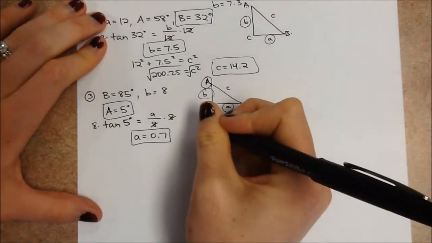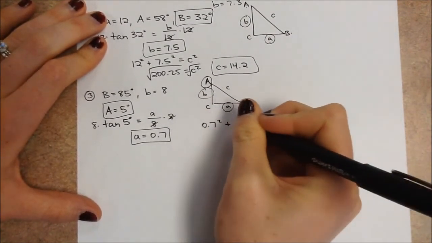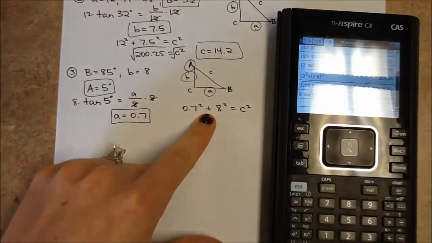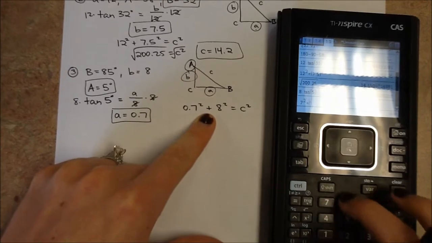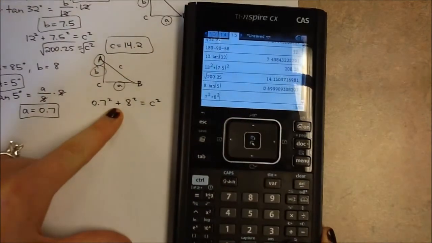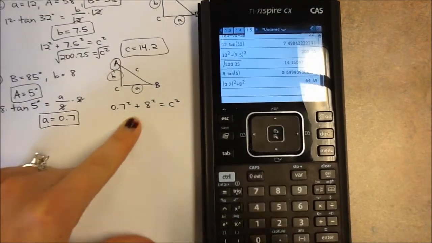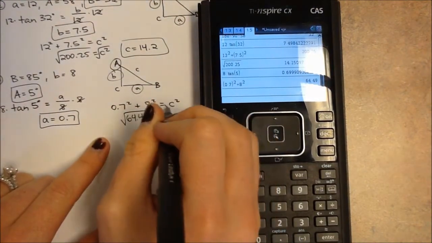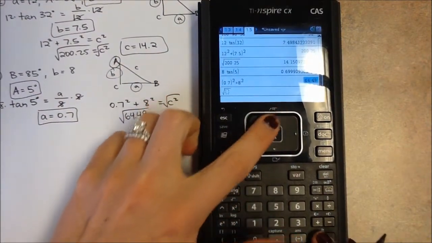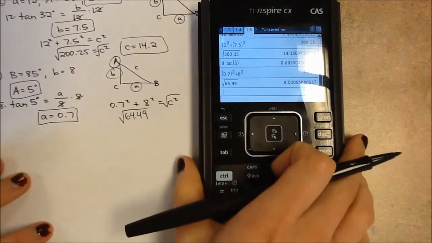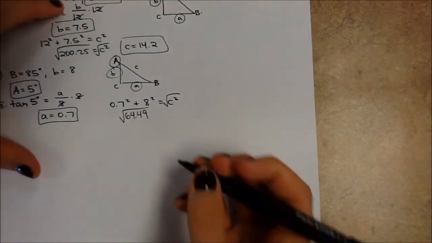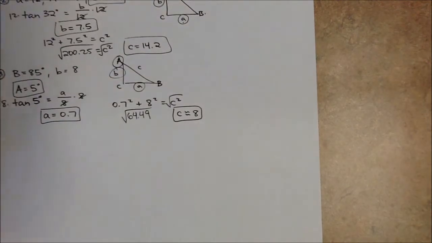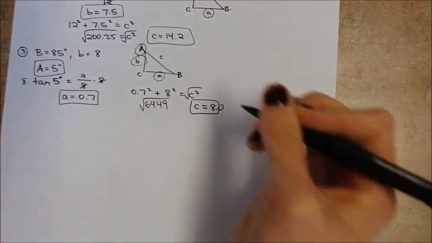And then lastly for C, we do the Pythagorean theorem. A squared plus B squared equals C squared, so plug this in. We get this 64.49. And then square root both sides, and that will give us C. Okay, so about 8.03, which is really about 8 if we're going to round to the nearest tenth. Okay, so like 8.0.